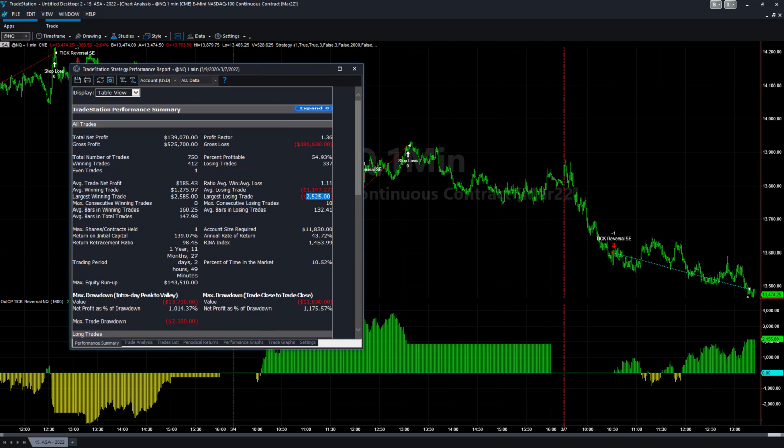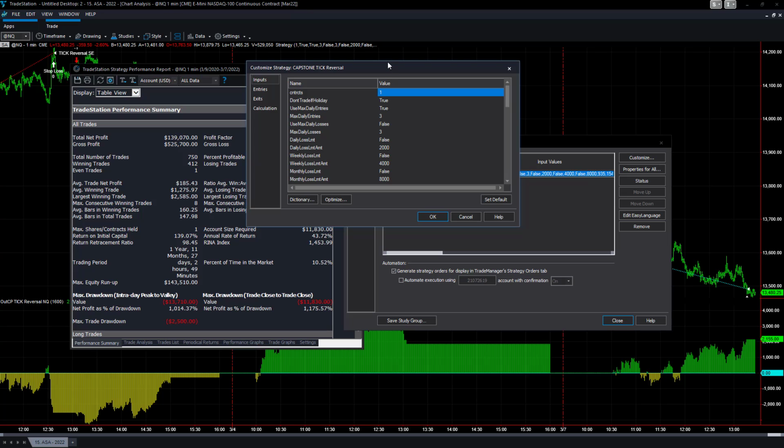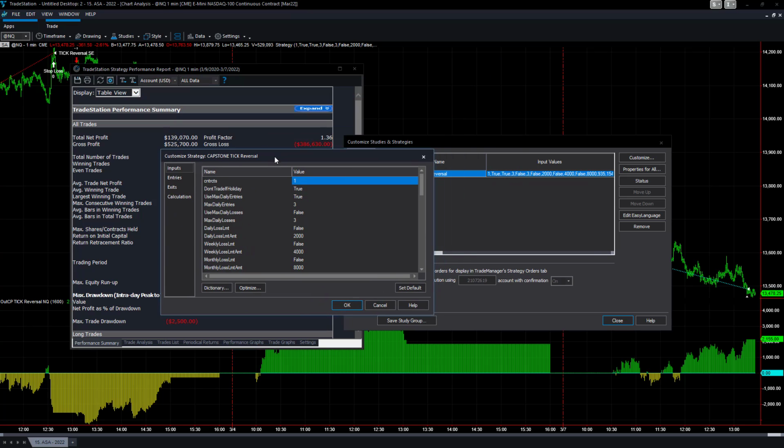We use the ranges. So when we edit this strategy, you can see the inputs. I'm going to go over the inputs on how this works. If you take a look at the number of contracts, you update that there. Don't trade if holiday. We have a list of holidays when the stock market is closed or only open for half a day, and we don't trade on those days. Max daily entries, no more than 3.